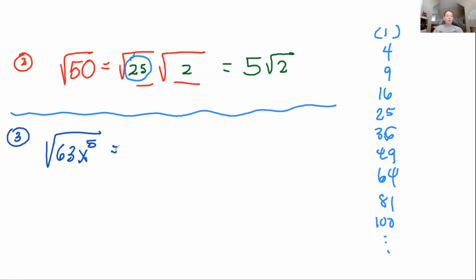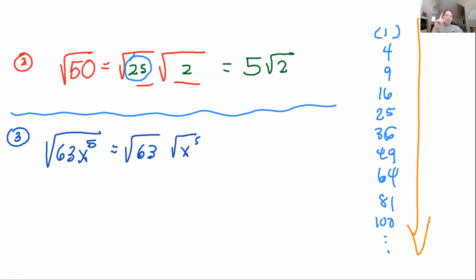The first thing I'm going to do is break this into 63 and x to the 5th. So I want to tackle the square roots of numbers differently than I attack the square roots of variables. And I will say the number part's going to be probably a little bit easier, and the variable part's going to be a little bit harder. Okay, so now I want you to look down this list right here and see if you can find a number that goes into 63. And you might know already, but there's a couple different ways to get to 63. I want to pick one of those as one of my factors.